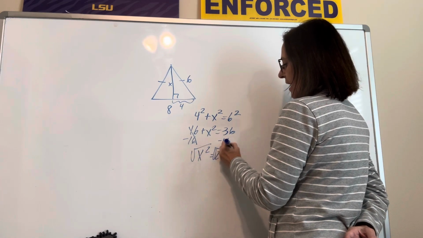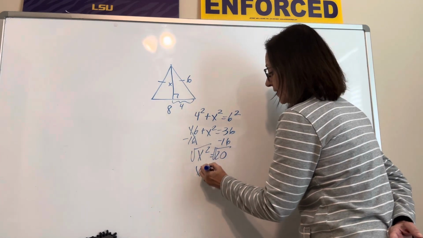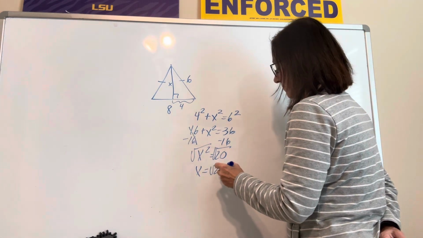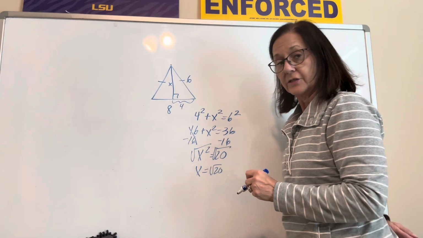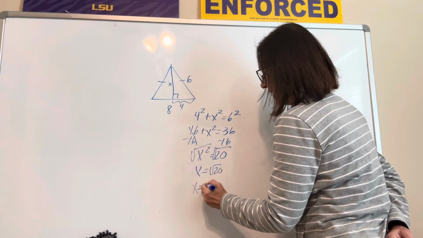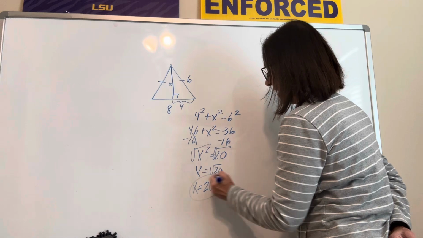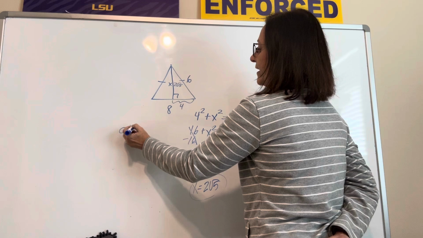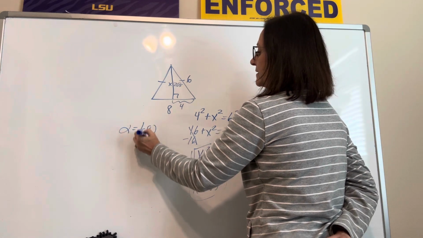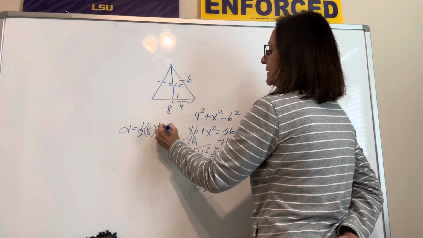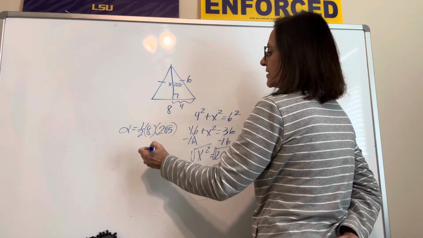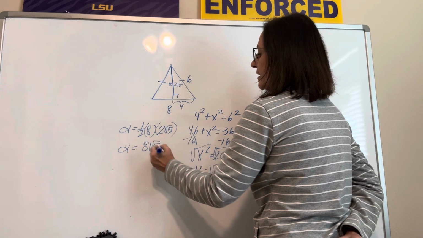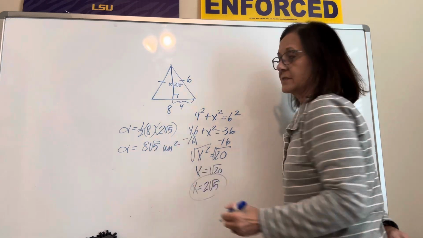Take the square root of both sides. X is the square root of 20, or simplified, because I can pull a 2 out, x is 2 square root of 5. All right, so if that is 2 square root of 5, then the area is 1/2, 8, that's the base, times the height, 2 square root of 5. 1/2 of 8 is 4. 4 times 2 is 8. So the area is 8 square root of 5 units squared.